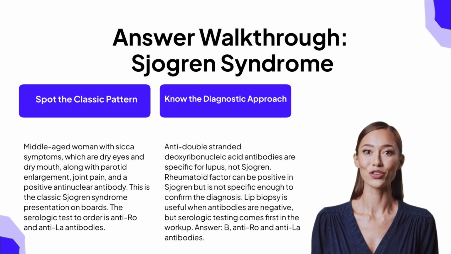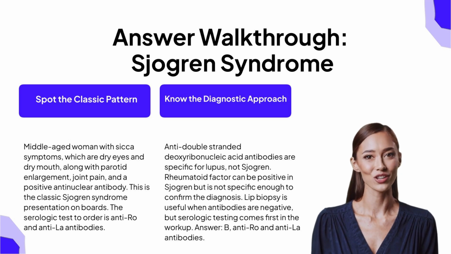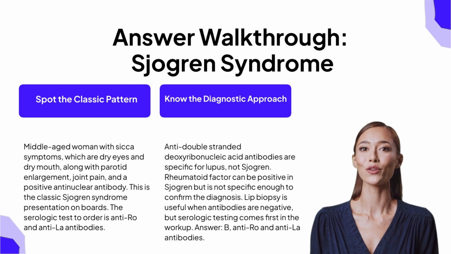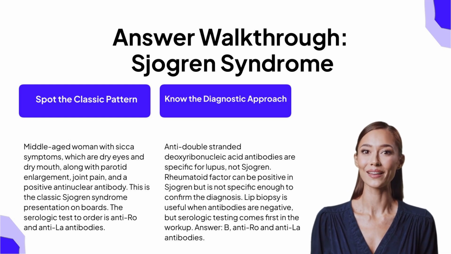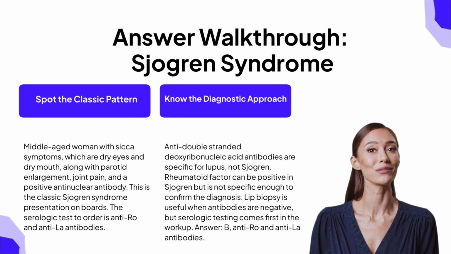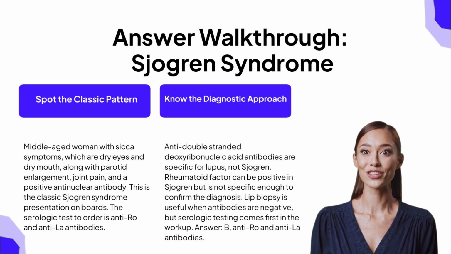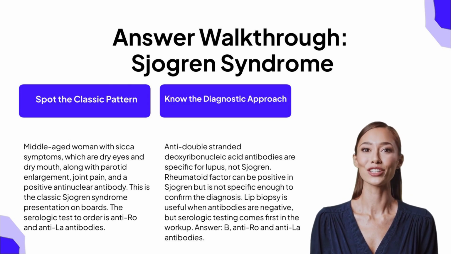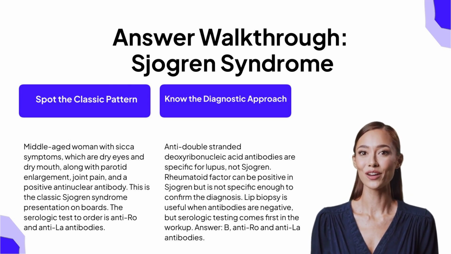The first serologic test to order when you suspect Sjögren's syndrome is anti-Rho and anti-La antibodies, also called anti-Sjögren's syndrome A and anti-Sjögren's syndrome B. These are the most specific serologic markers for Sjögren's syndrome. Now let us eliminate the wrong answers. Anti-double-stranded deoxyribonucleic acid antibodies are specific for systemic lupus erythematosus, not Sjögren's syndrome.